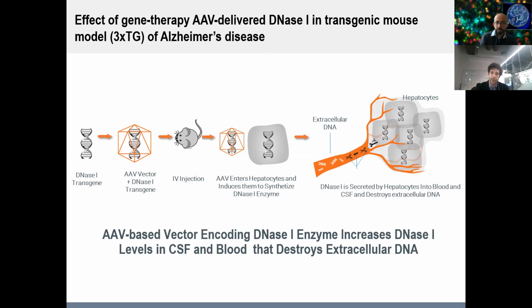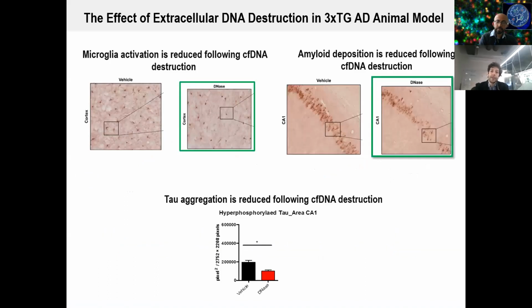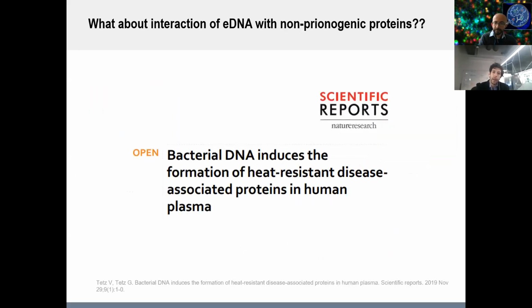So we don't have much time, so just the results. The decrease of extracellular DNA led to a significant decrease of the microglia activation and reduced beta amyloid and tau protein depositions that are the main contributors of Alzheimer's disease progression. And that's it with Alzheimer's disease.